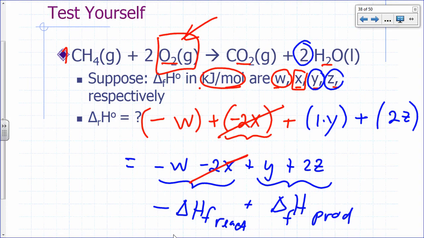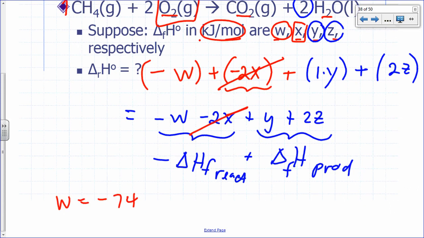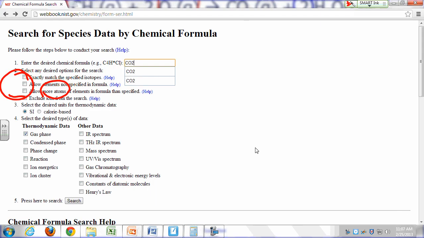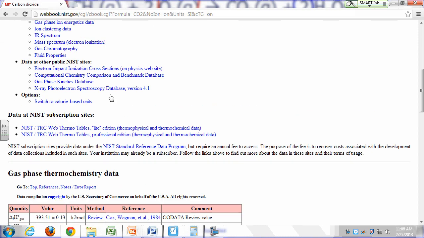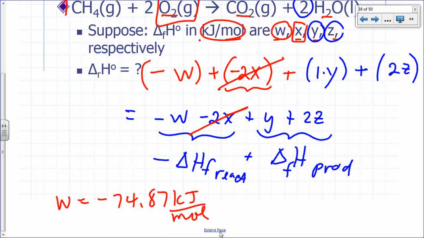So let's record that number. What's our value for methane? W, right? So for methane it's negative 74.87 kilojoules per mole. What else do we need? Carbon dioxide. So check gas phase there. Search. And there's your carbon dioxide. Delta H formation of carbon dioxide is negative 393.51. So that's Y. Negative 393.51 kilojoules per mole.